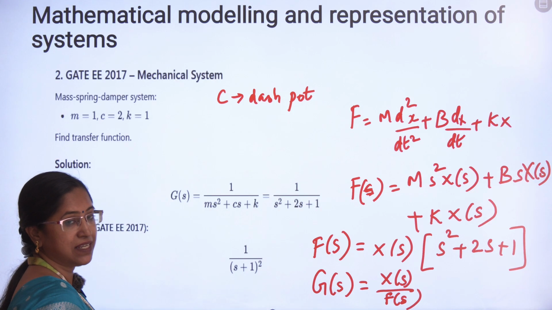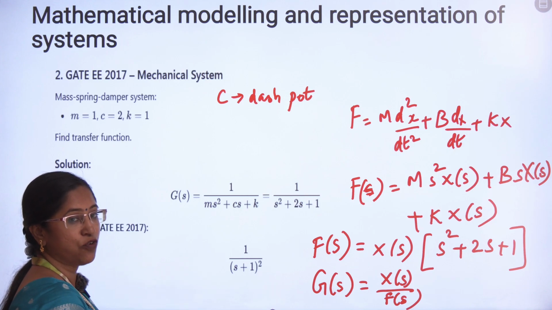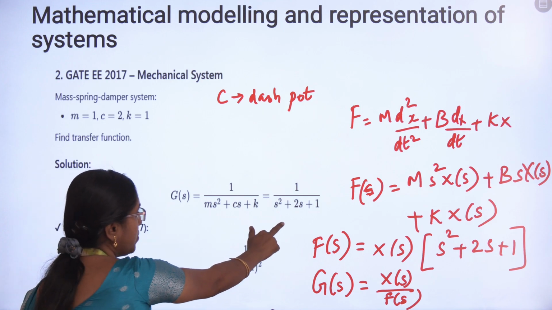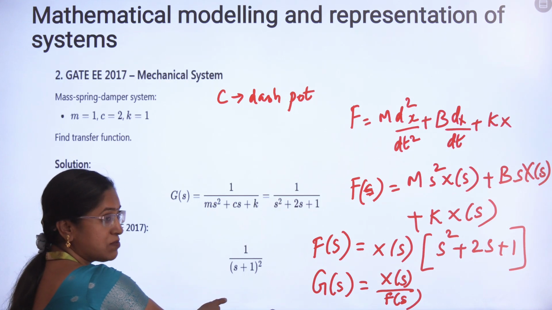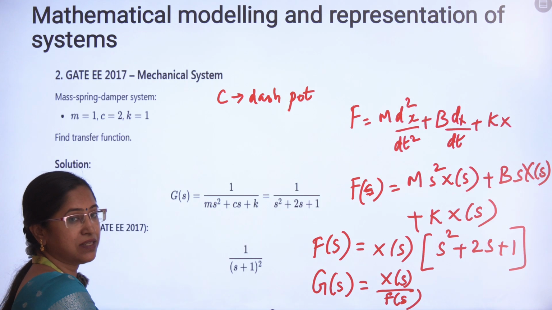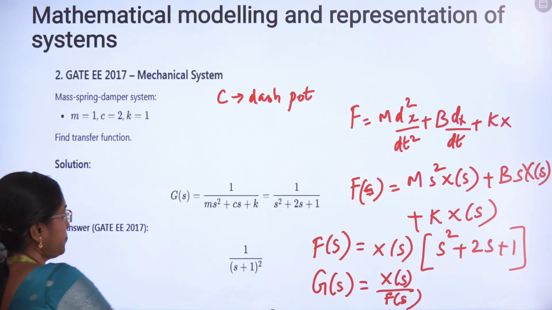So as said earlier, whichever form of the answer is given that suits your answer, you have to select that. If it is directly given as 1 by s square plus 2s plus 1, you can select this, or if it is 1 by (s plus 1) the whole square, if you expand this, the answer will be the same, s square plus 2s plus 1.